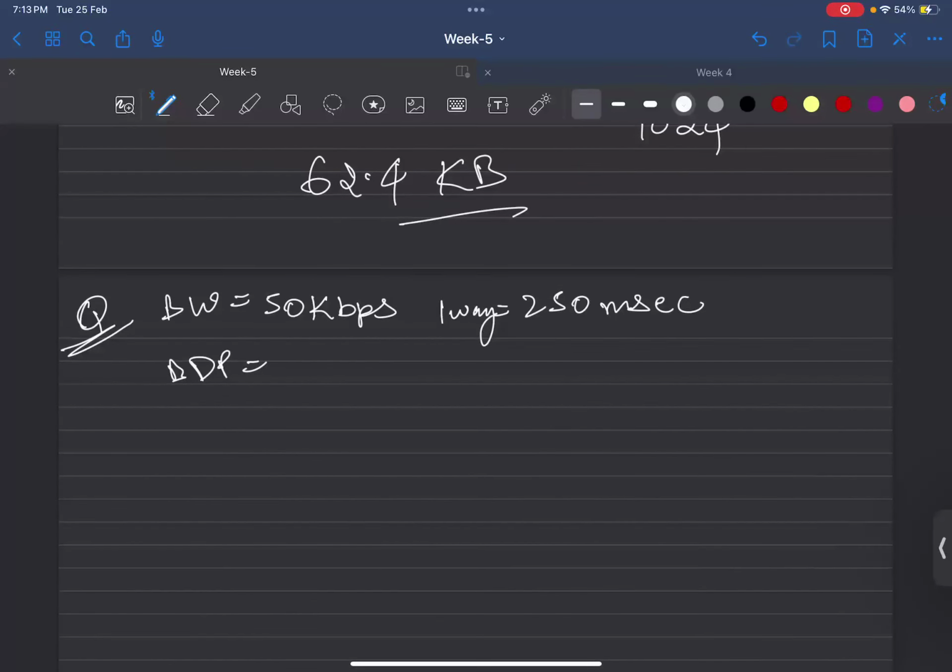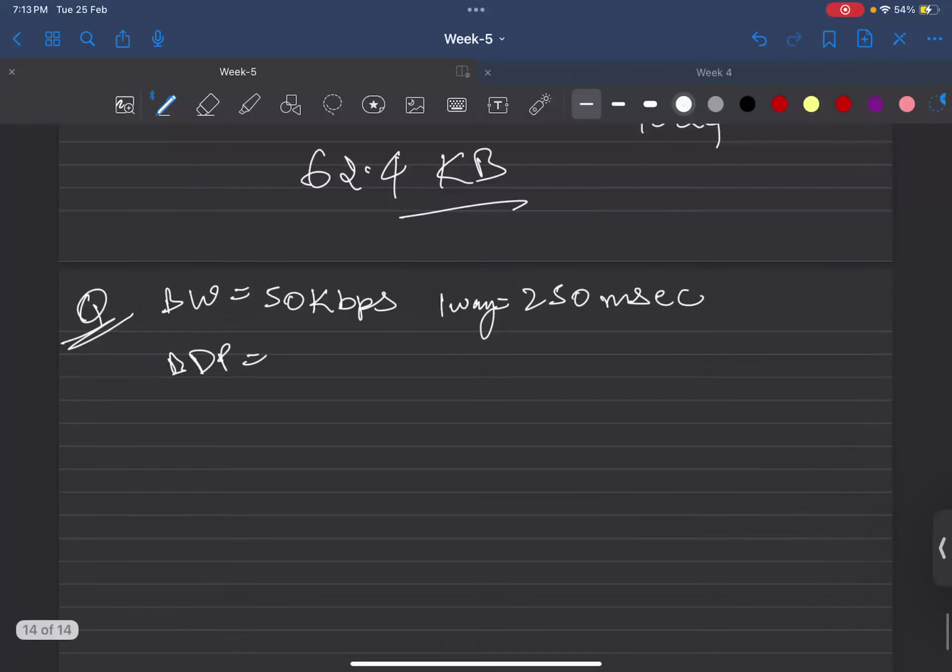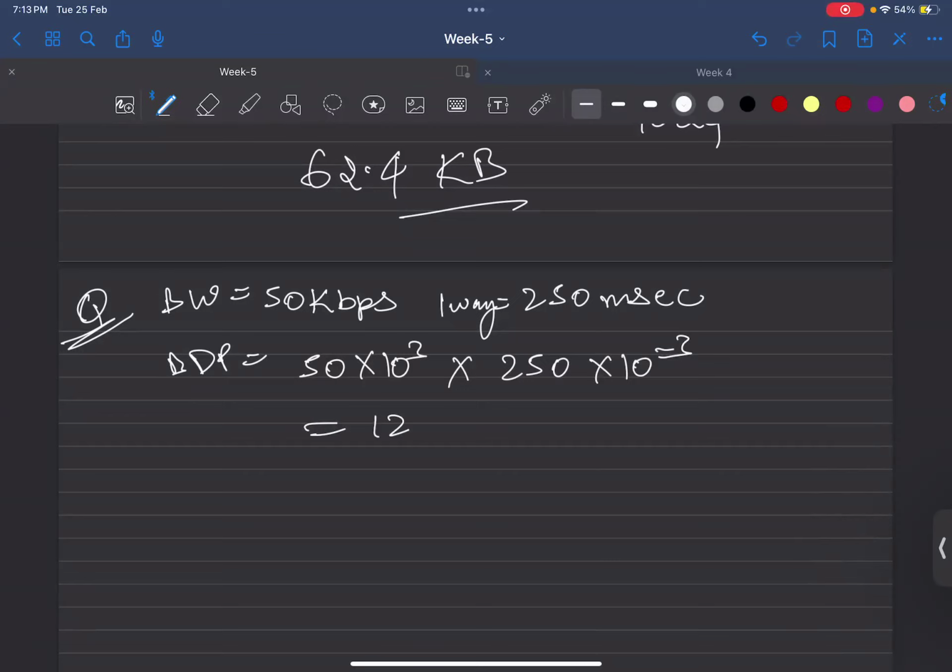Yes, come on. 12.5 kilobits. So basically 50 into 10 raised to power 3 multiplied by 250 into 10 raised to power minus 3. So it's 12500 bits, that is 12.5 kilobits. Any confusion?